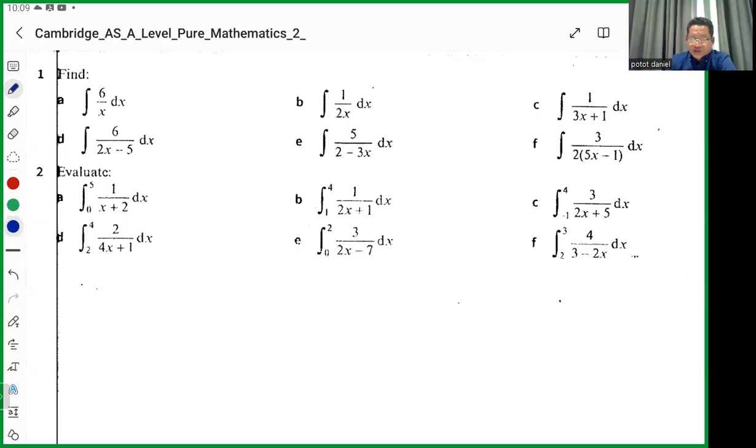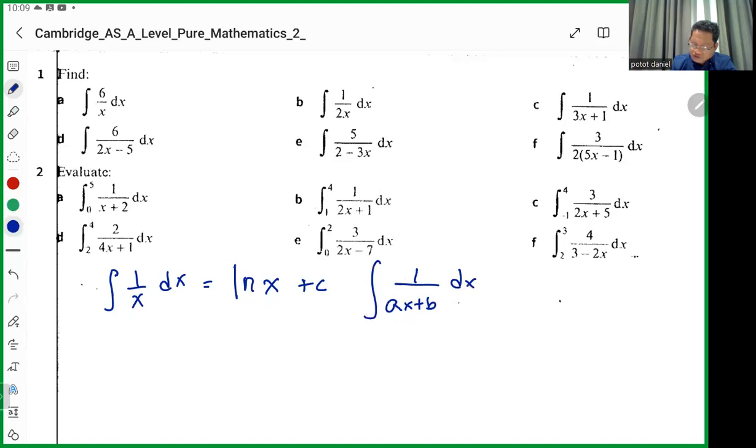So in this topic, let's discuss the integration of functions in the form of 1 over x plus b. In this kind of question, there are only two formulas that you need to remember. The first one is that the integral of 1 over x dx is equal to the natural logarithm of x plus c. And the integral of 1 over ax plus b with respect to x is equal to 1 over a ln of ax plus b plus c. As simple as that.